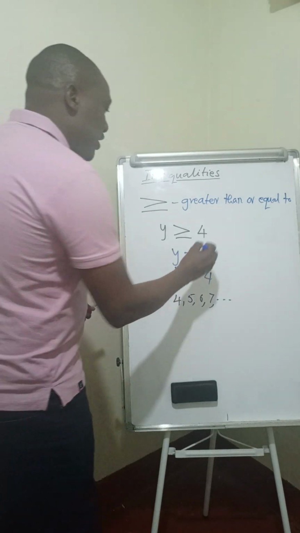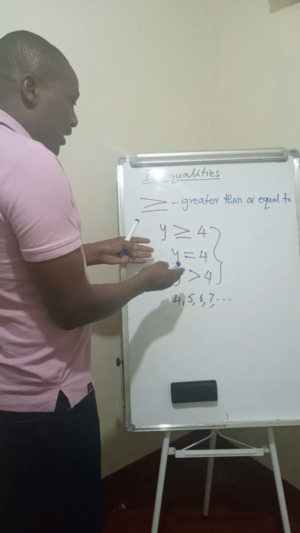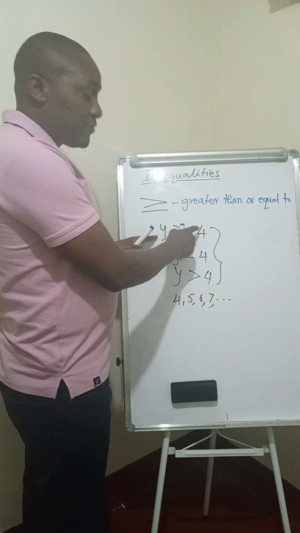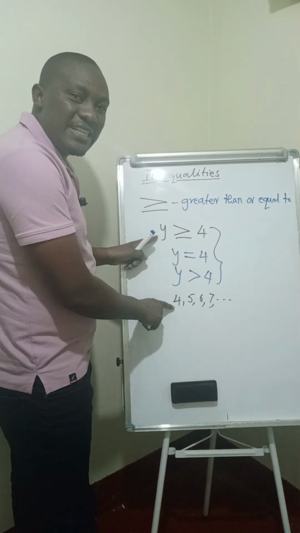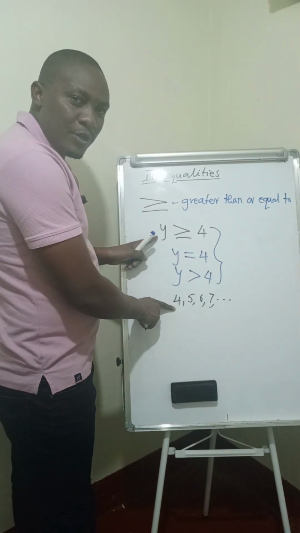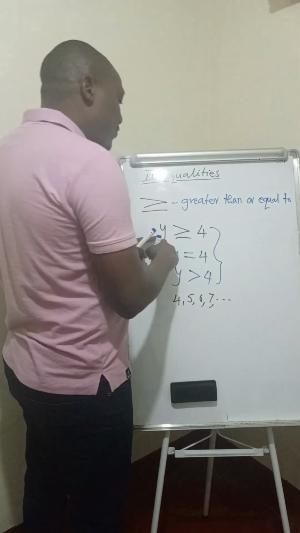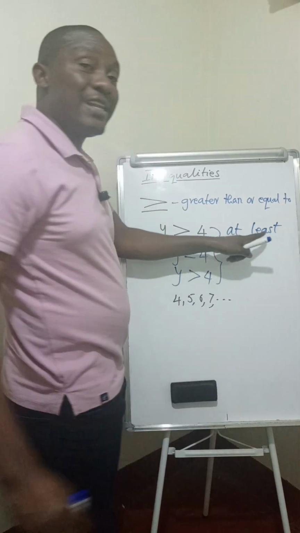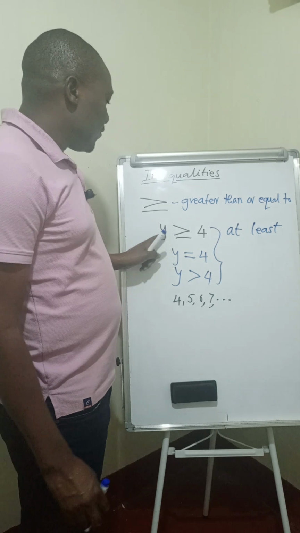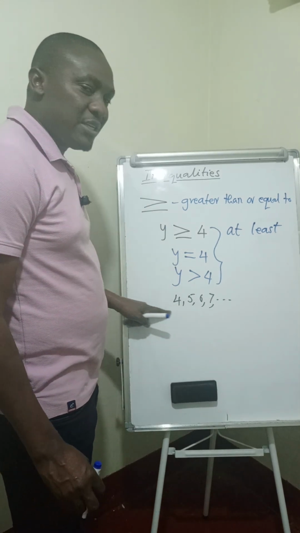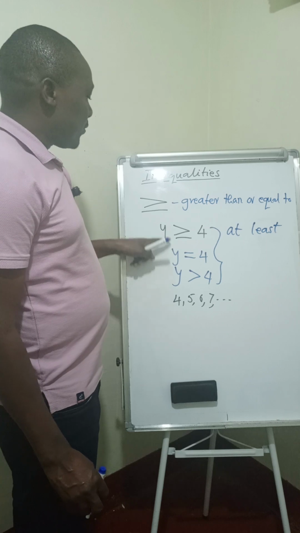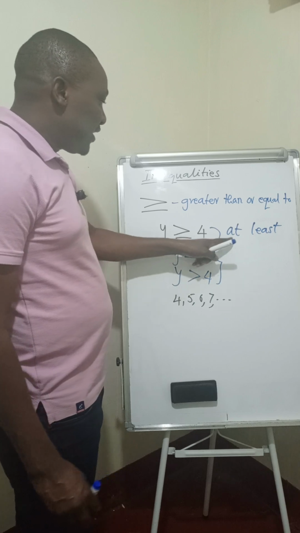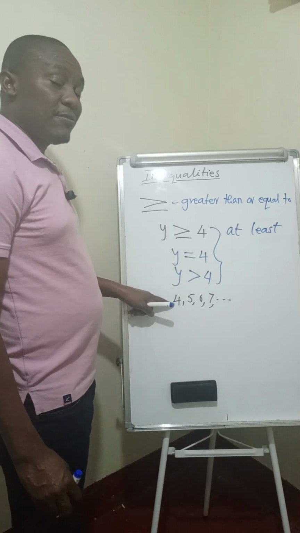Which simple English are we using here? The minimum value of y is 4. If you look at this number here, this is the least, the minimum. So we can say the value of y is at least 4. The least value of y, if you look at this interpretation here, is 4. And we have said the value of y is equal to or greater than 4. So the least value of y is 4.